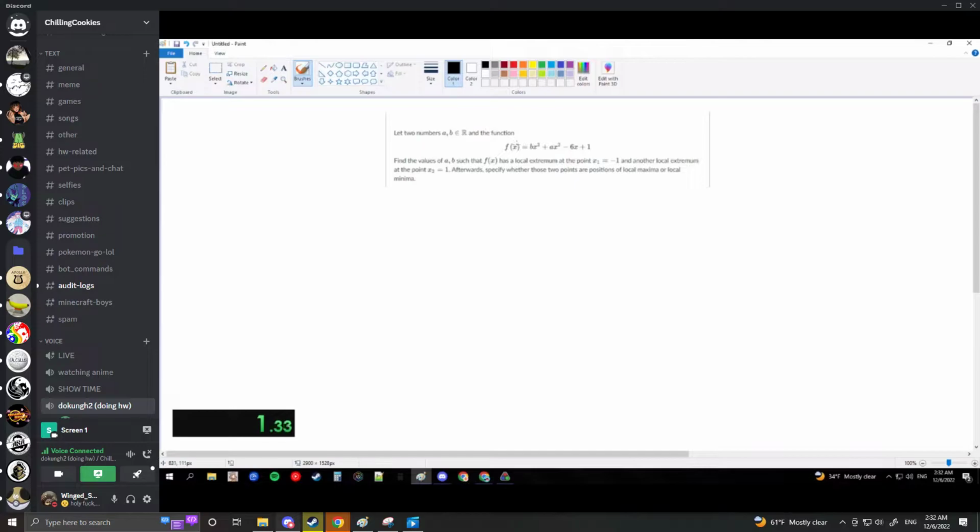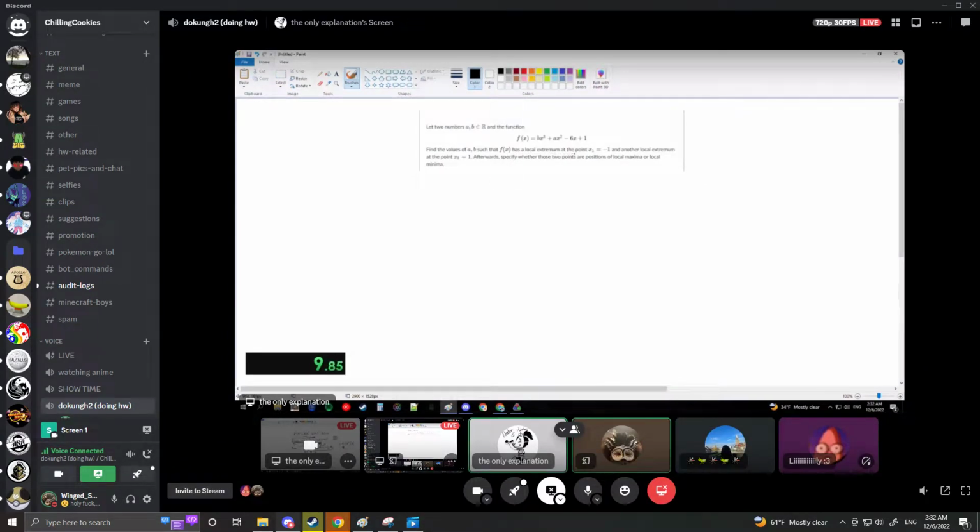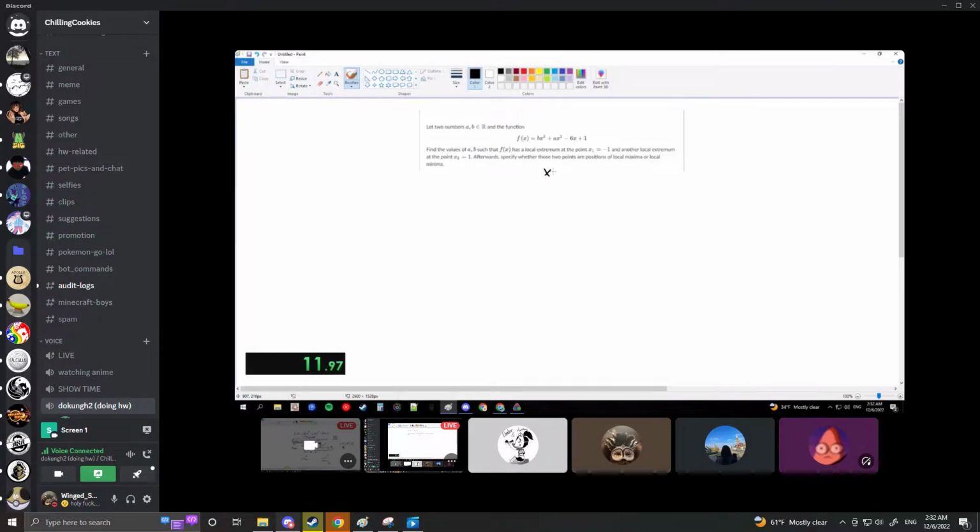Okay, so the question says find values a, b such that f of x has a local extremum at the point x equals -1 and another local extremum at x2 equals 1. So these are extrema, -1 and 1. We'll do that afterwards.